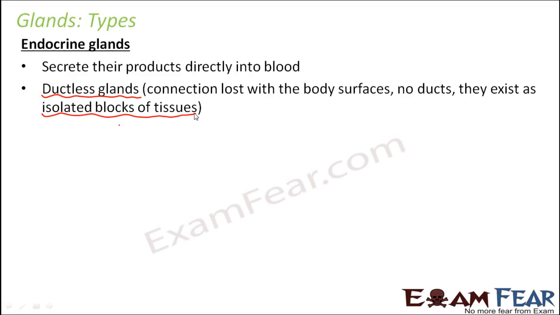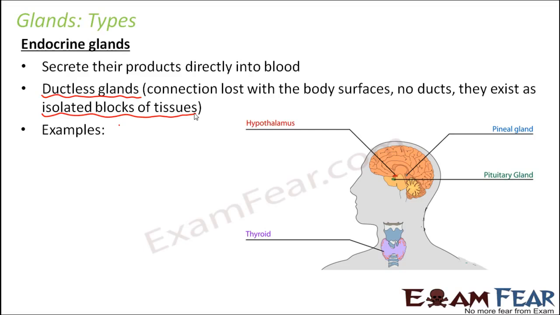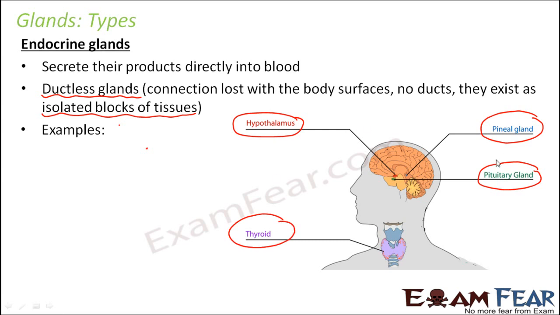So they are like a bundle of tissues. So it is like an isolated bundle of tissues. So that is endocrine glands. Now some of the examples of endocrine glands are, you can see so many of them are present in the brain itself, like the hypothalamus, the pituitary gland, which is also known as the master gland, the pineal gland, the thyroid gland. I think even though you have not heard about all these names, at least you would have heard of the thyroid gland, because it is a very common name which you might have come across sometime.